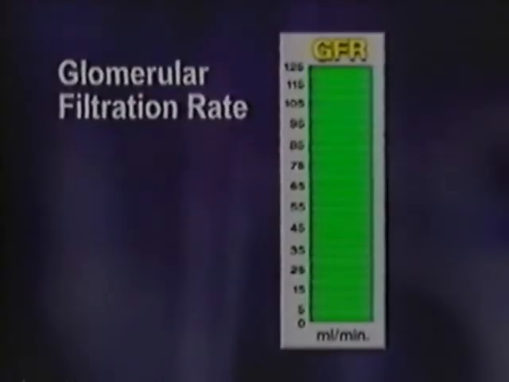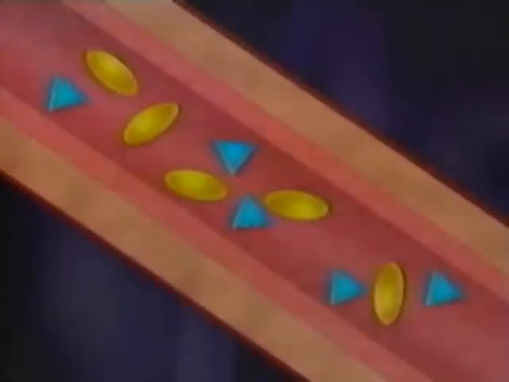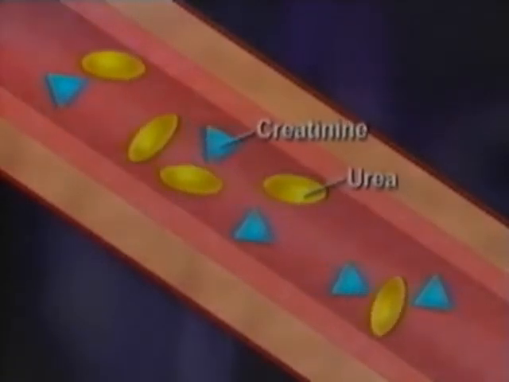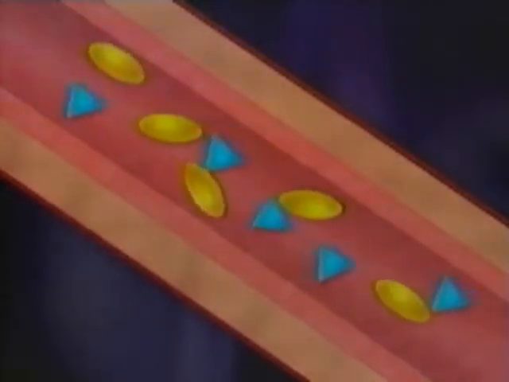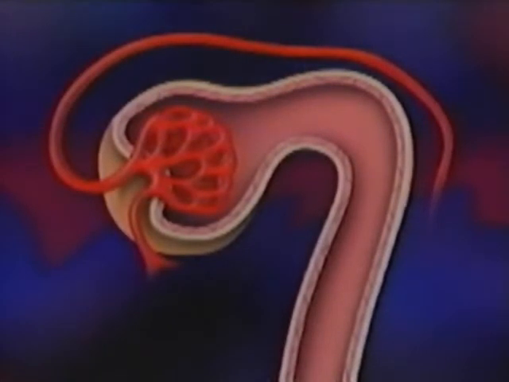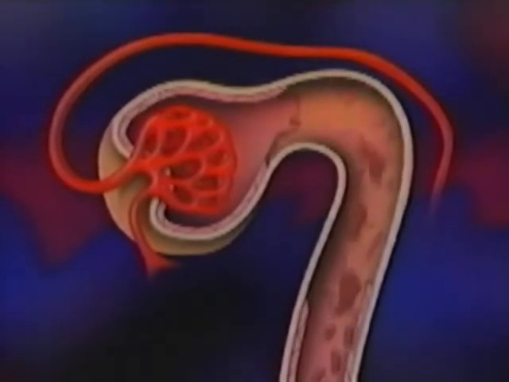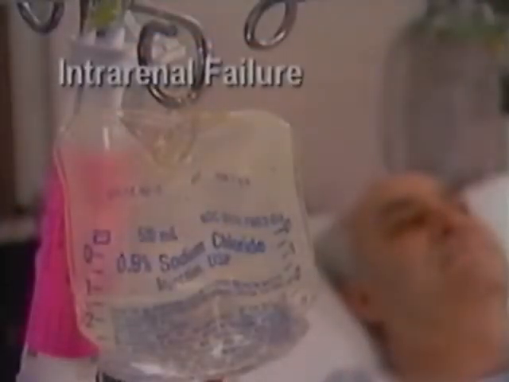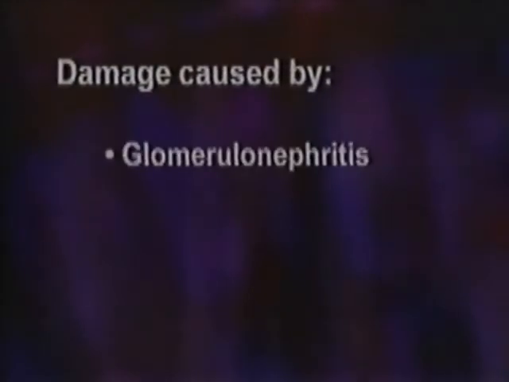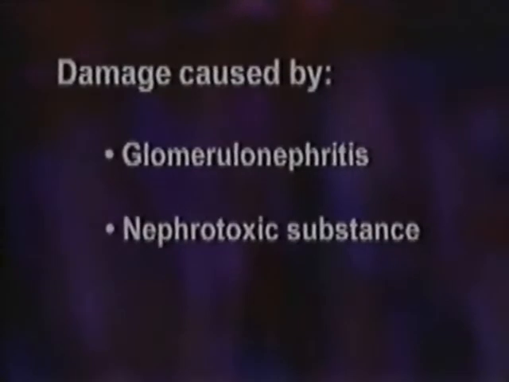When blood flow is decreased, the glomeruli can't filter blood efficiently, which reduces the glomerular filtration rate, or GFR. When the GFR drops, creatinine, urea, and other toxins build up in the blood, causing azotemia. In the tubular system, ischemia damages the epithelial lining, causing it to slough off in a syndrome known as acute tubular necrosis, or ATN. In intrarenal failure, the tubules and other renal structures are damaged directly, which often results in ATN. The damage may be caused by a disorder, such as glomerulonephritis, or a nephrotoxic substance.